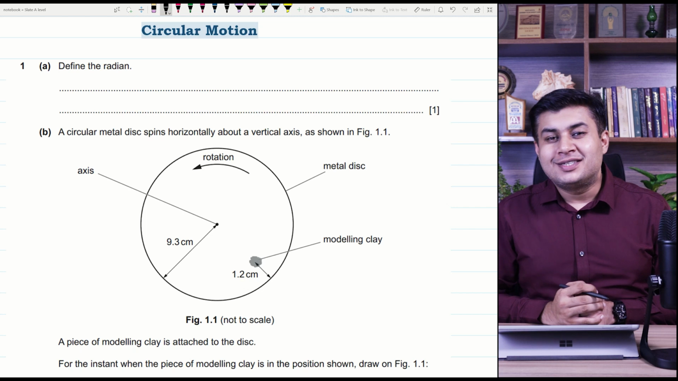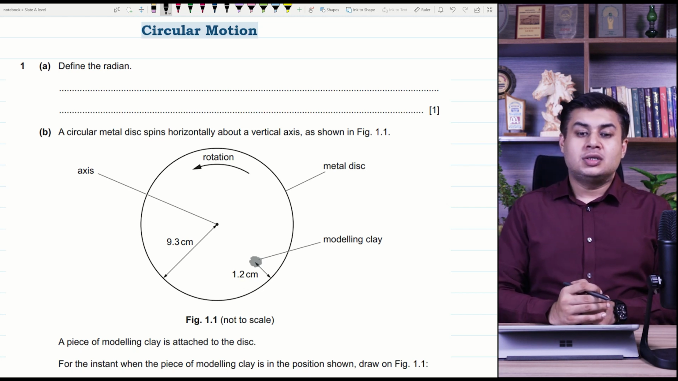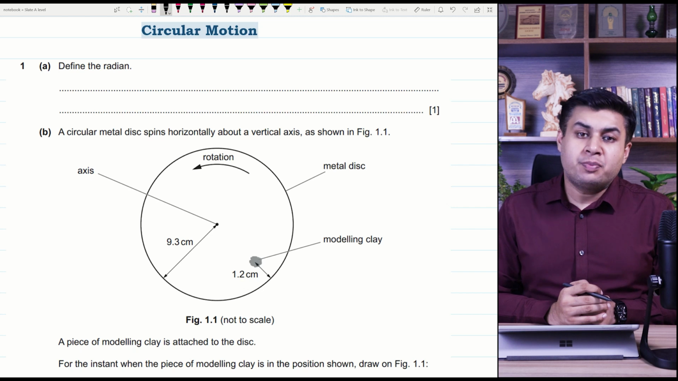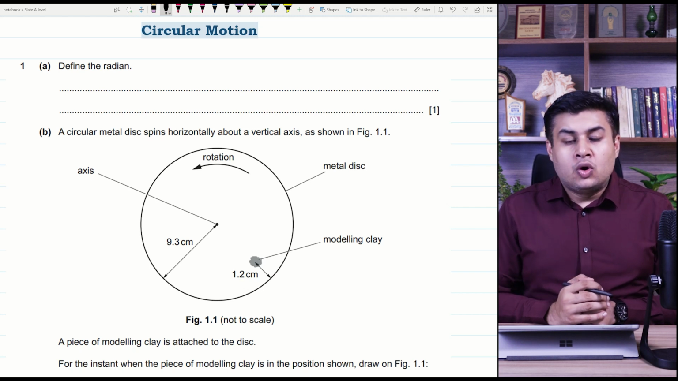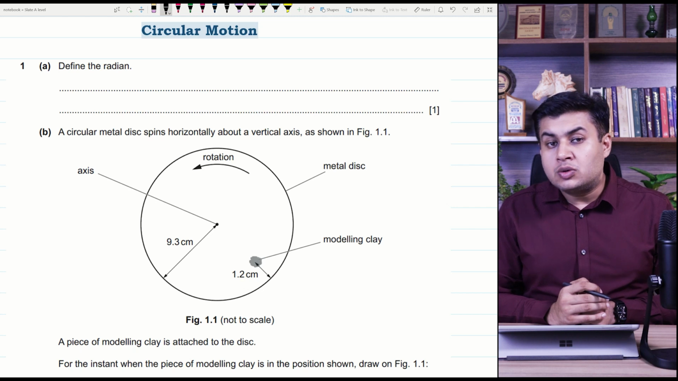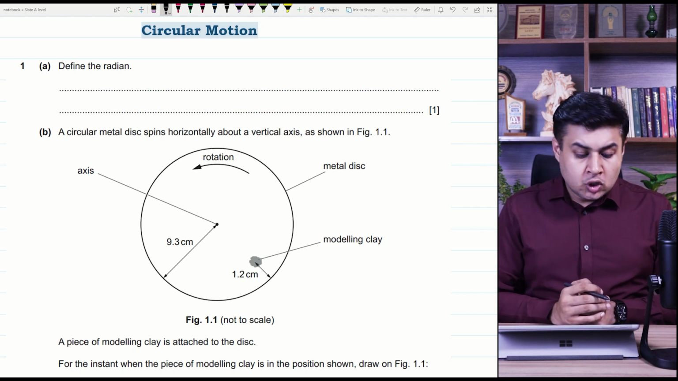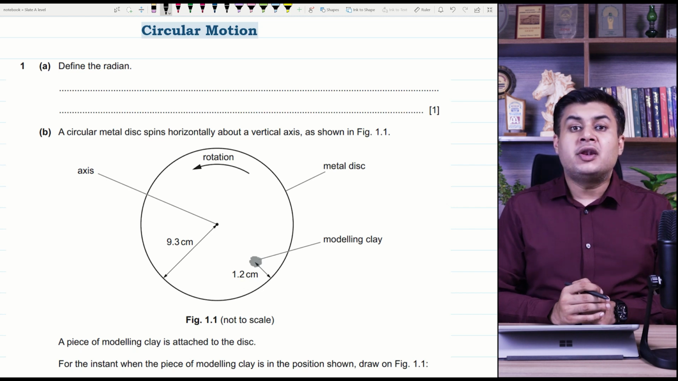Hello, my dear students. As you know, we have just completed the chapter of circular motion. Here are a few questions from the past papers. These are some of the latest questions from 2023 and 2024. So attempt them very carefully. The first question is: define radian.